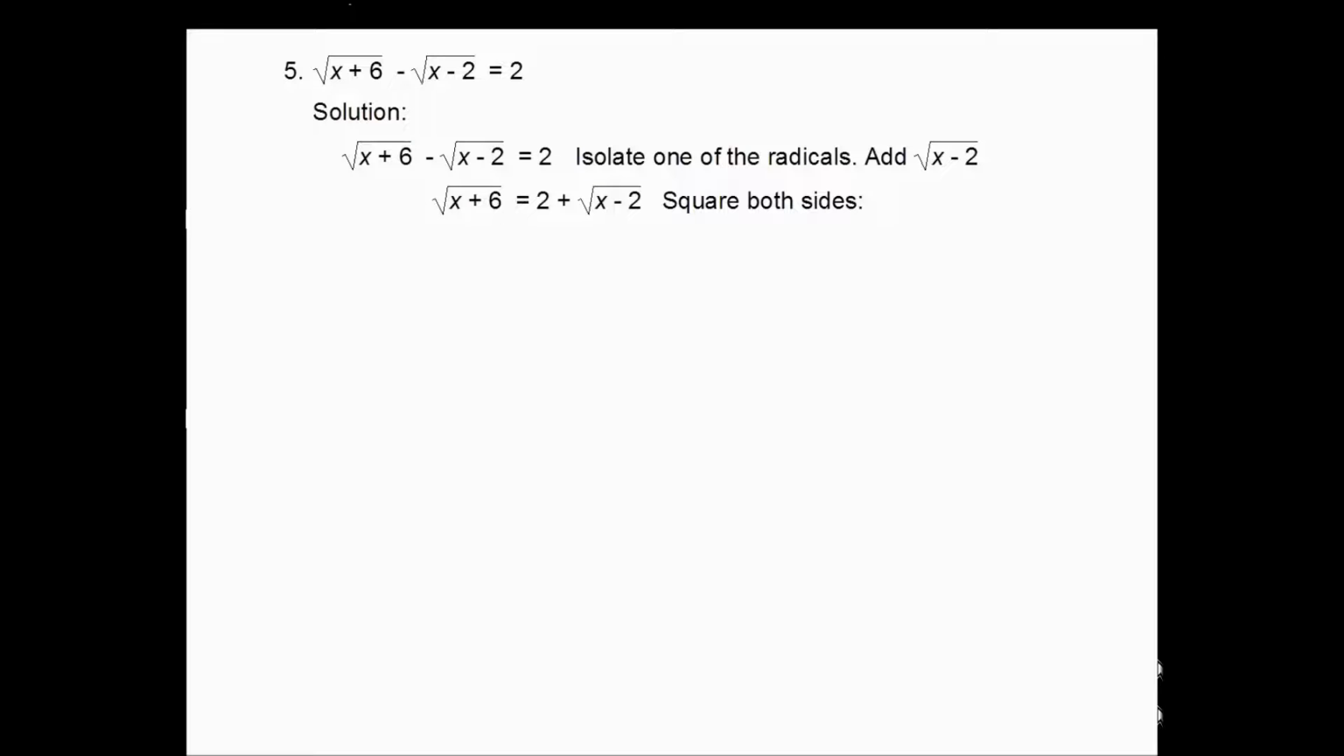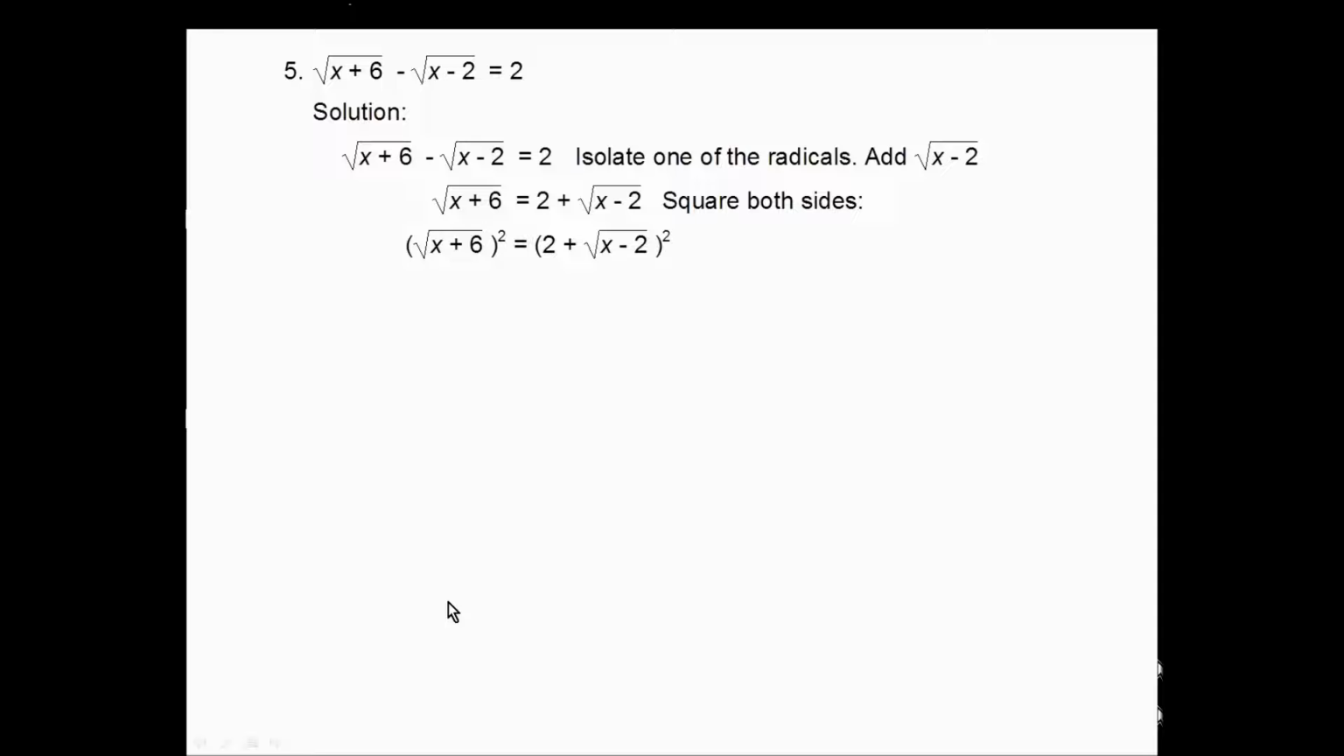Okay, example number 5. The square root of x plus 6 minus the square root of x minus 2 equals 2. Once again, we need to isolate the radical. I'm going to isolate the square root of x plus 6 by adding the square root of x minus 2 to both sides. So that'll give me the square root of x plus 6 is equal to 2 plus the square root of x minus 2. And now we square both sides. So the square root of x plus 6 squared is equal to 2 plus the square root of x minus 2, squared.